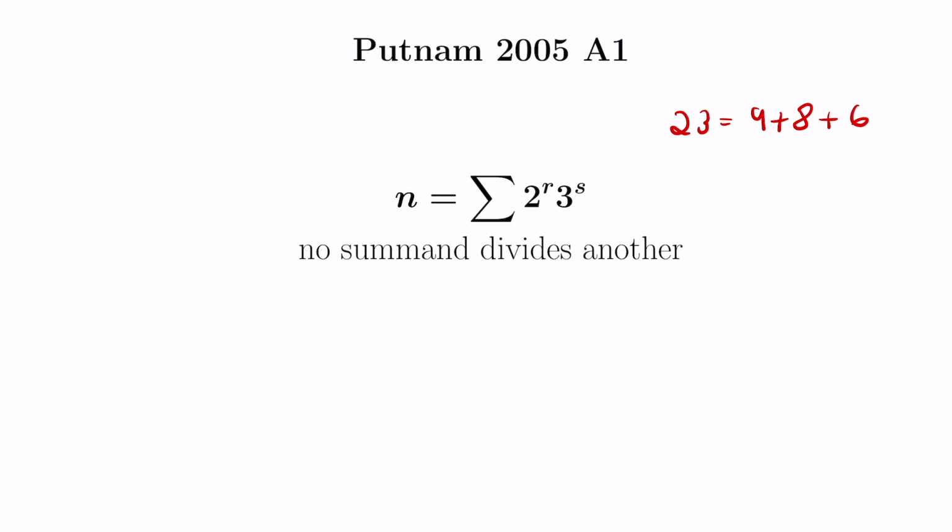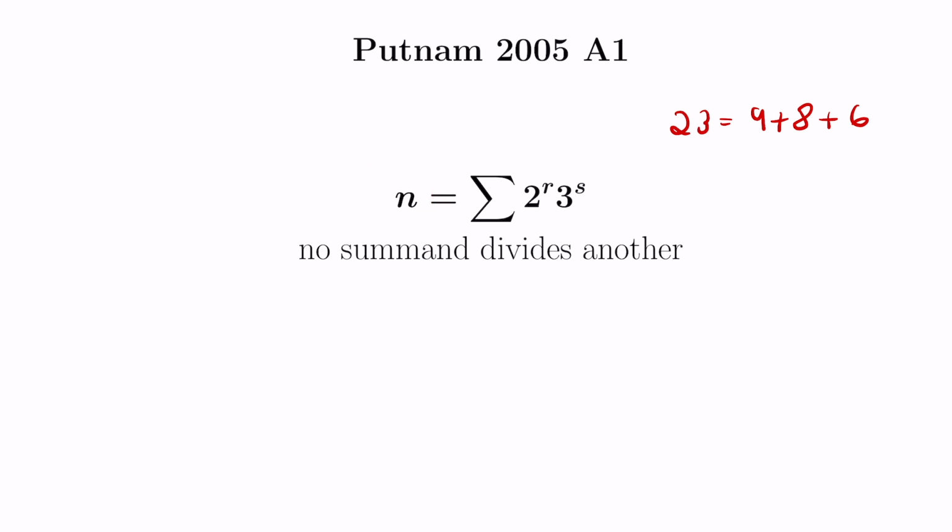Now the base case, when n is 1, we can write it as 2 to the 0, 3 to the 0. And so that's a quick base case there. We have one summand and no summand divides another because we only have one summand. So let's move on to the inductive step and assume that the statement is true for all positive integers less than this n right over here. Now what can we do?